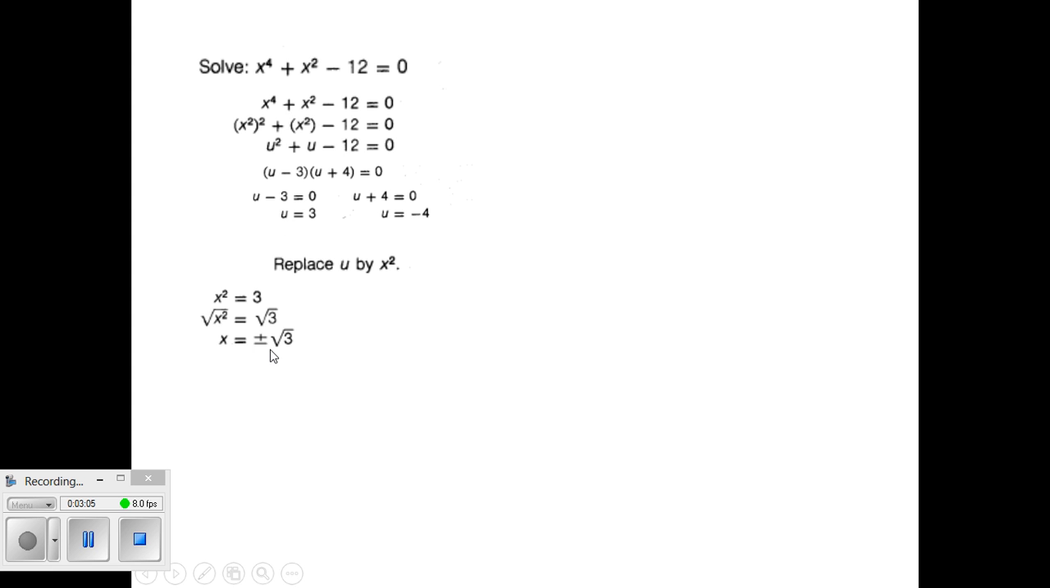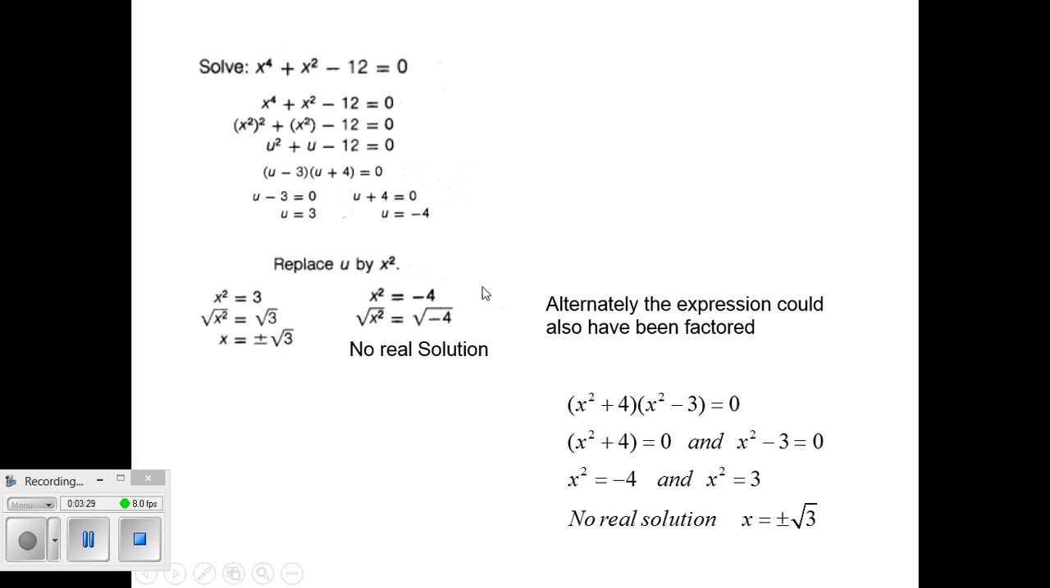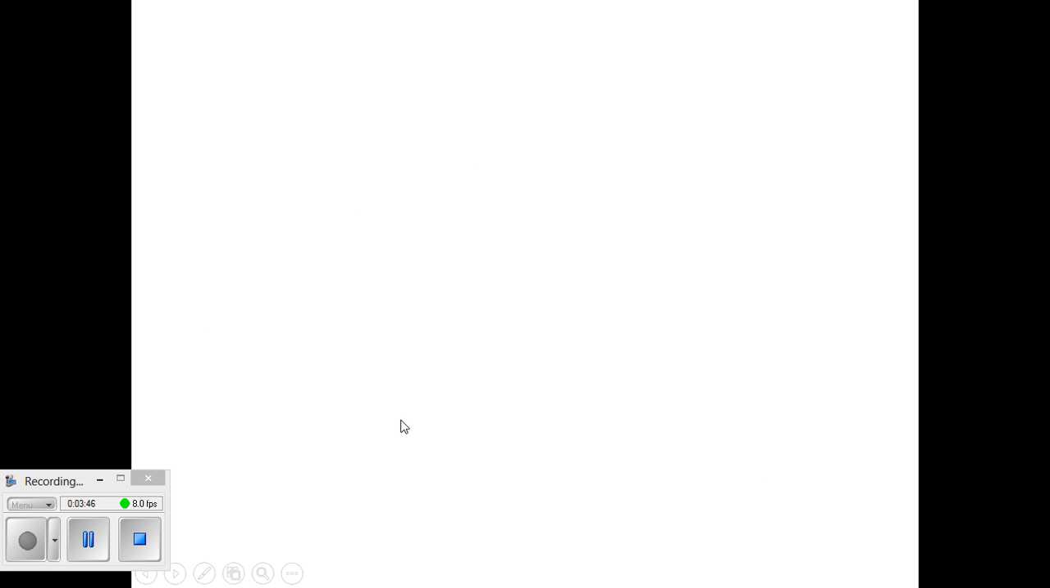So then we take the square root of both sides and we get x equals the positive or negative root of 3. Over here, we get x squared equals negative 4. Easy to see that once you want to take the square root of both sides, you end up taking the square root of a negative, so that's not going to contribute any real solution, okay? You could have alternately factored it in this sense, okay? If you wanted to, x squared plus 4 and x squared minus 3, and then those two factors set equal to 0 and solve, and you end up with the same solution, okay? Either way would suffice, okay?